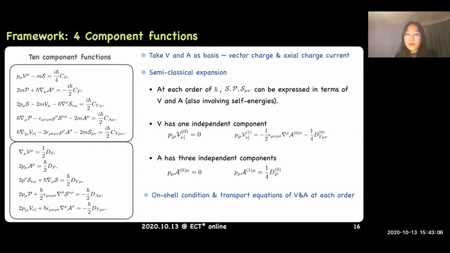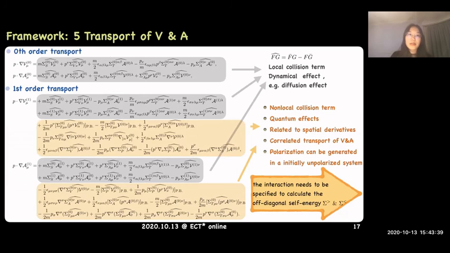With the on-shell condition and the restrictions of these two, because actually V and A have in total 8 components, but with the restrictions, there were only 4 degrees of freedom of the system, still 1 for the number density and 3 for the spin density. And with these restrictions and on-shell conditions, we can derive the transport equation of the vector charge and axial charge current. So the first is the zeroth order transport, the classical ones.